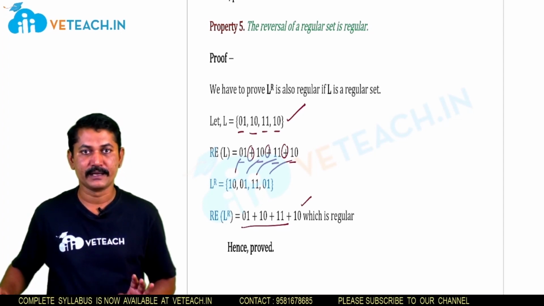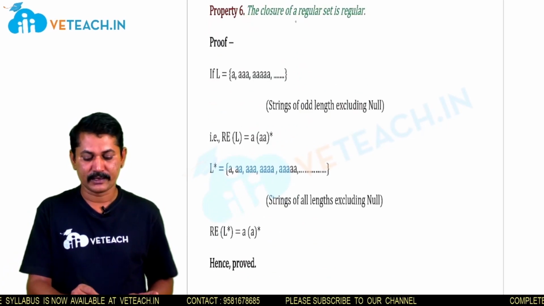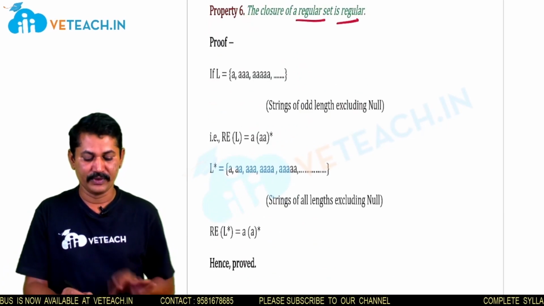The next property is the sixth property. Consider this: the closure of a regular set is regular. How can we say that?